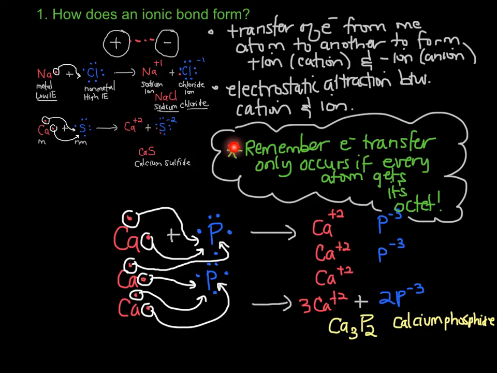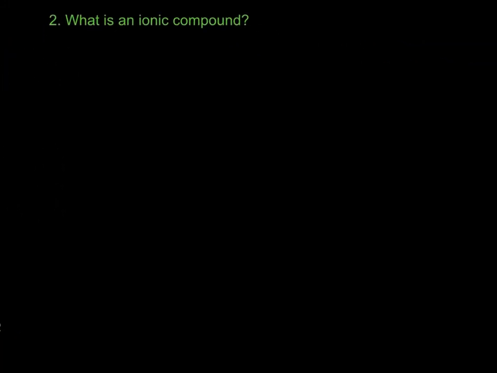So you might want to write down that electron transfer is only going to occur if every atom involved gets its octet. So sometimes you're going to need more than 1 of each kind of atom to ensure that everyone gets an octet. Okay, so let's talk about what an ionic compound is.